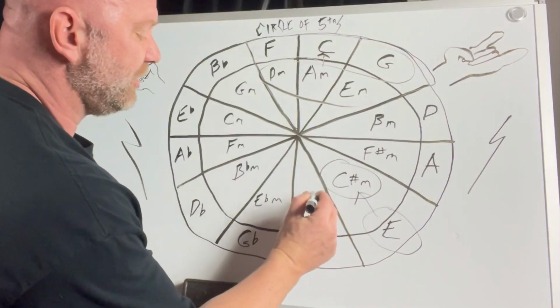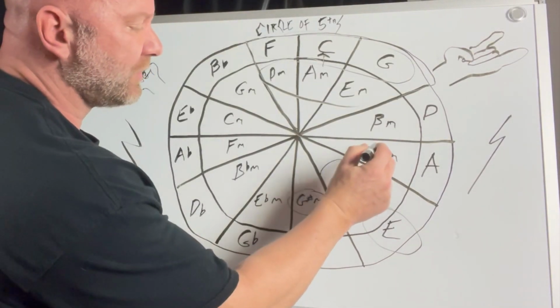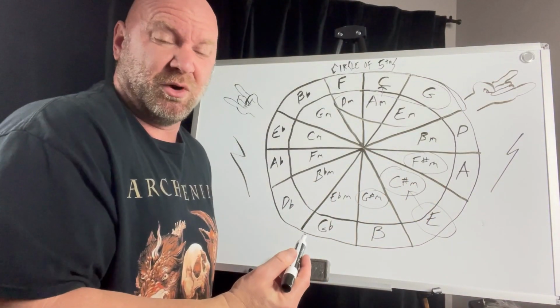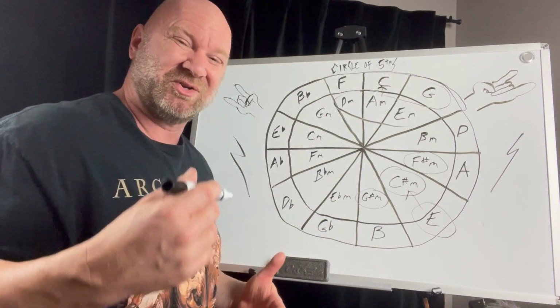Well, we've got G sharp minor. We've also got F sharp minor. Okay, those are cool chords that you probably don't think about too often. What does that sound like? Let's hear what that sounds like on guitar.